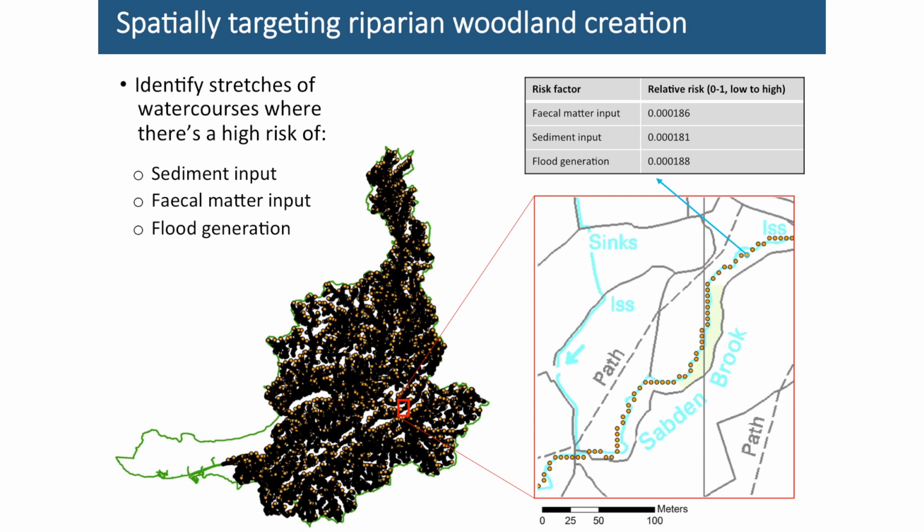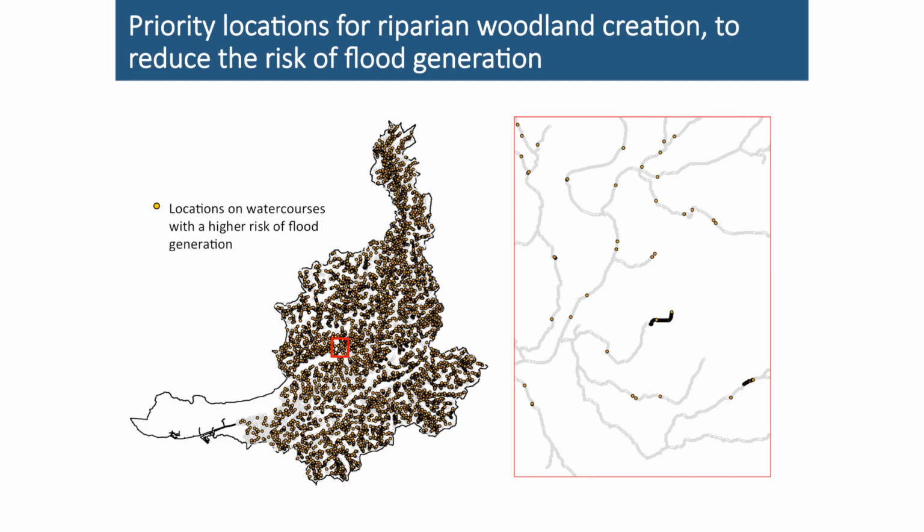So the first stage of the process was to take this huge points data set and extract out those points that had a relatively high risk of flood generation, and discard those that had a relatively low risk of flood generation. This gave, it probably doesn't look it there, a much reduced data set. So this now contains between 6,000 and 7,000 points instead of nearly 500,000.